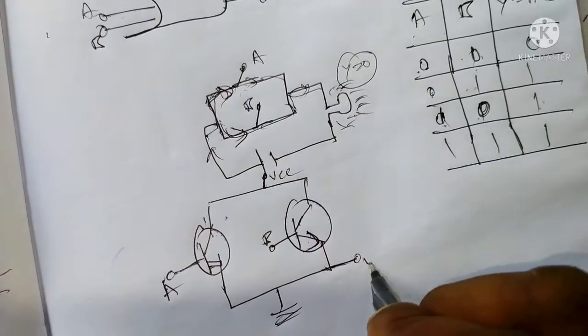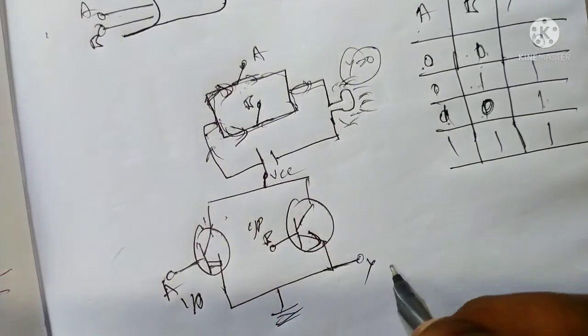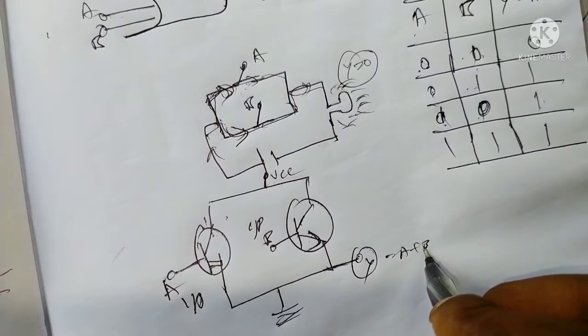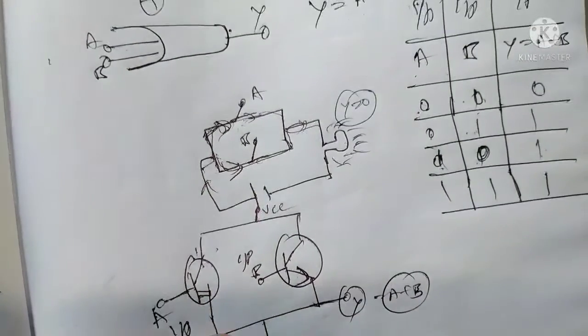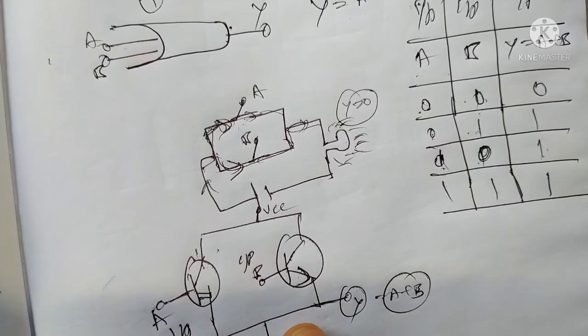Here we get the output. The input is A and B, and the output is Y equal to A plus B. This is the electronic circuit in the form of a PN junction diode. This is the OR gate.